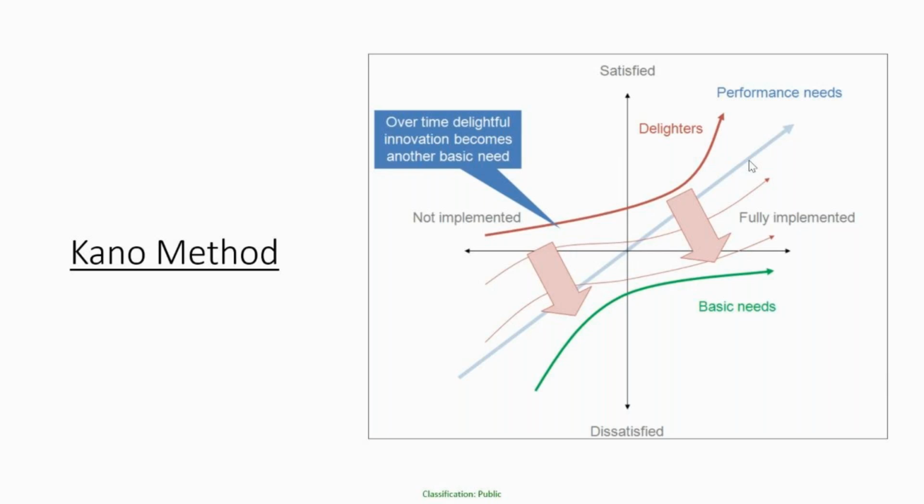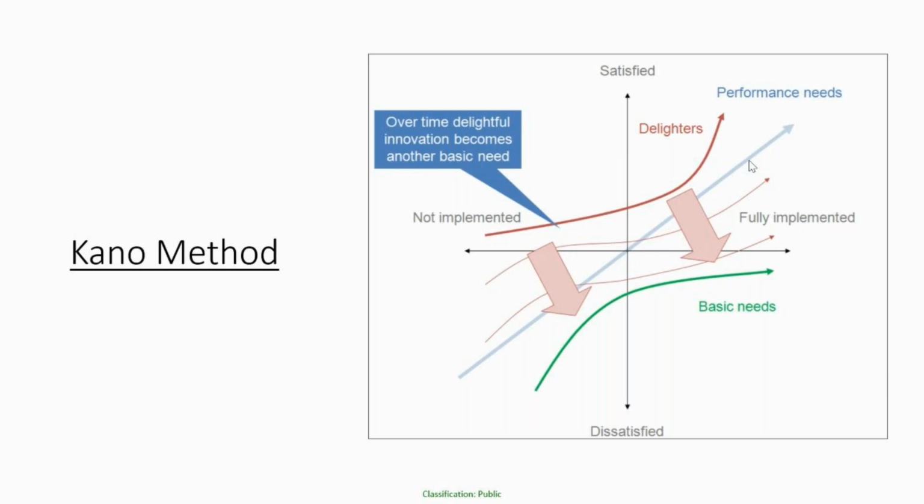So here, faster delivery time is leading to higher satisfaction. The faster, the greater the satisfaction. There is a direct correlation between the way your requirement is fulfilling the customer's need. So that falls into the performance need.